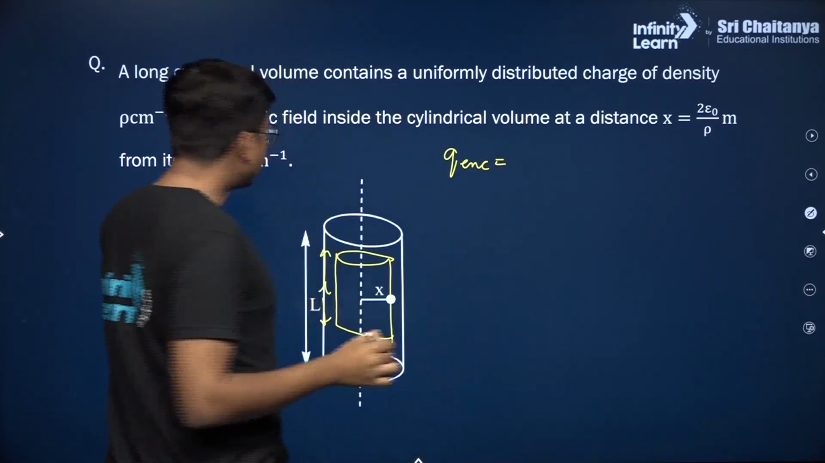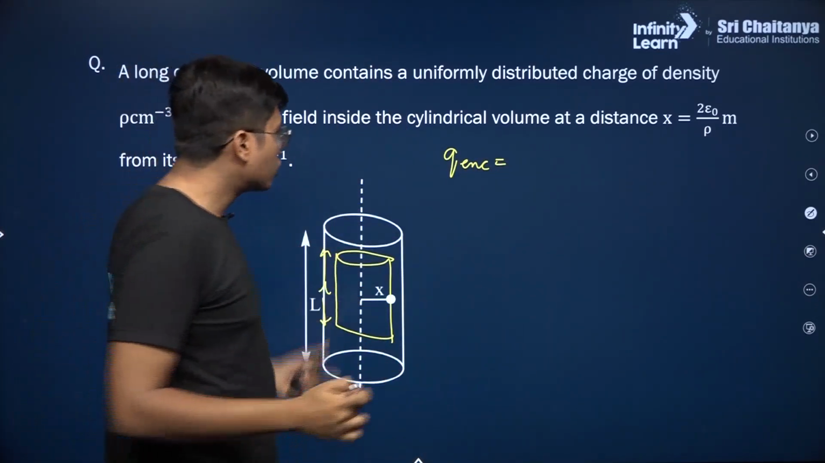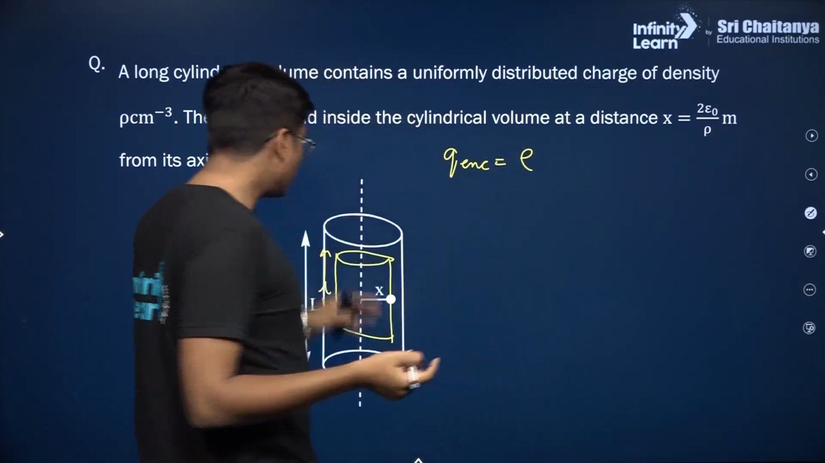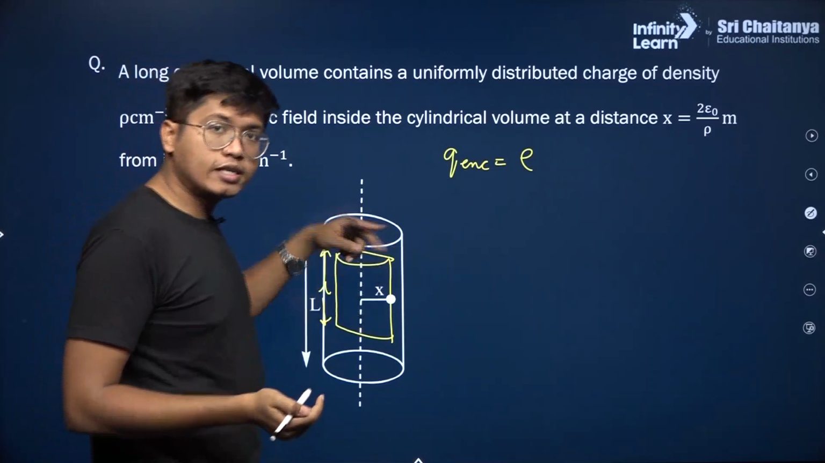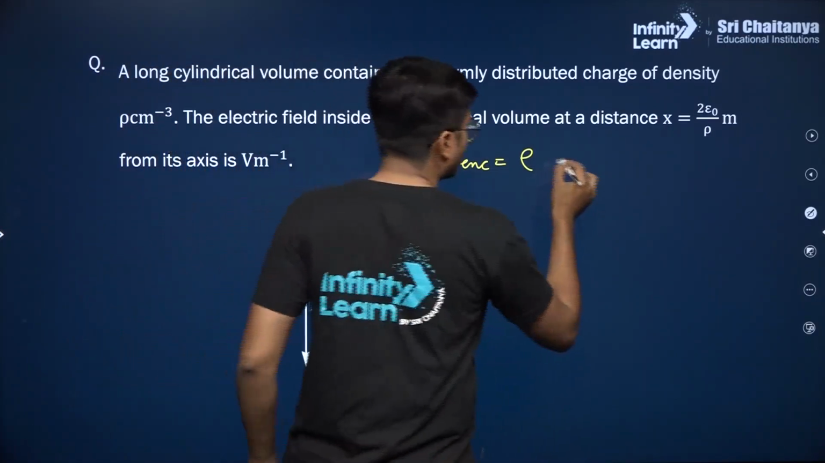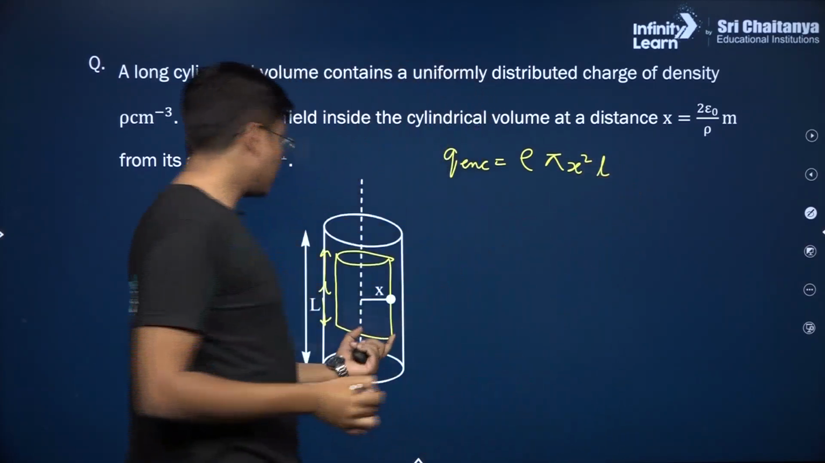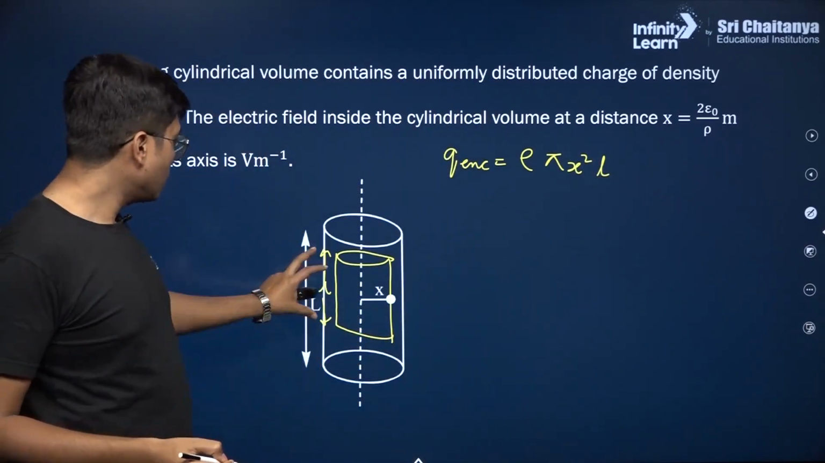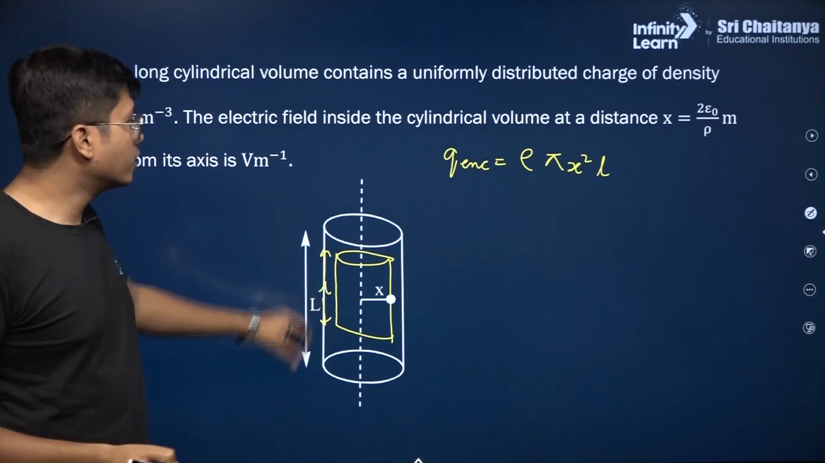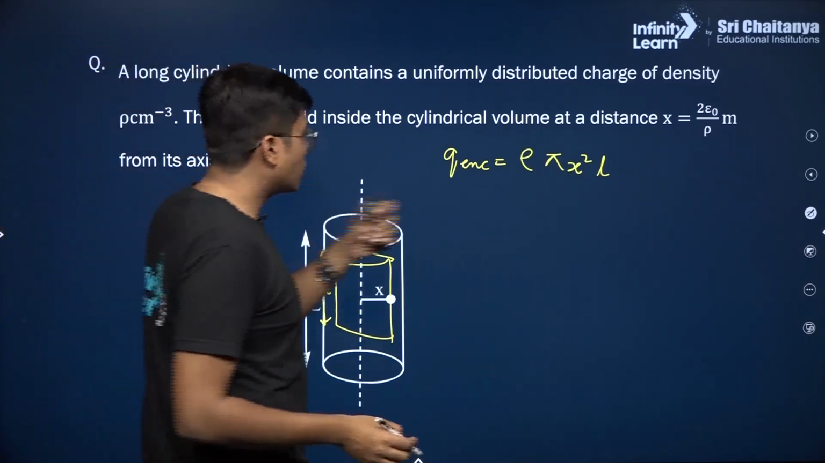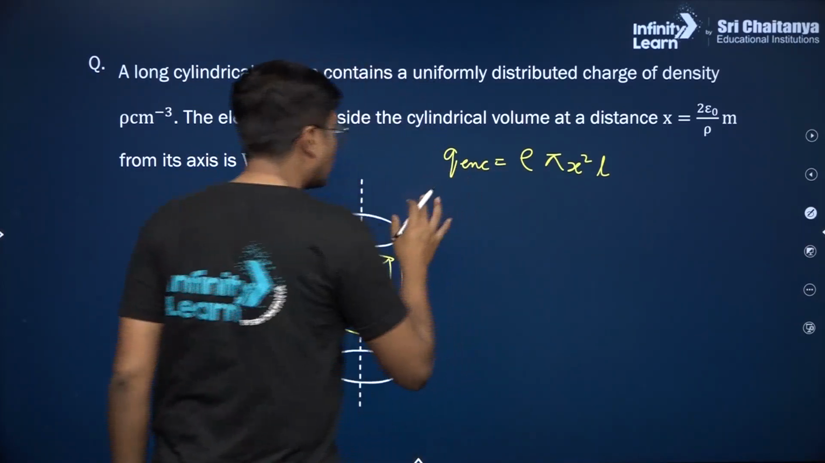So the charge enclosed is equal to the density multiplied with the volume. So the density is rho, multiplied with the volume. The volume of a cylinder is pi r square L. So pi x square into L, because the radius was x. We have assumed this length over here. This is a hypothetical part. So pi x square L, this is my enclosed charge.